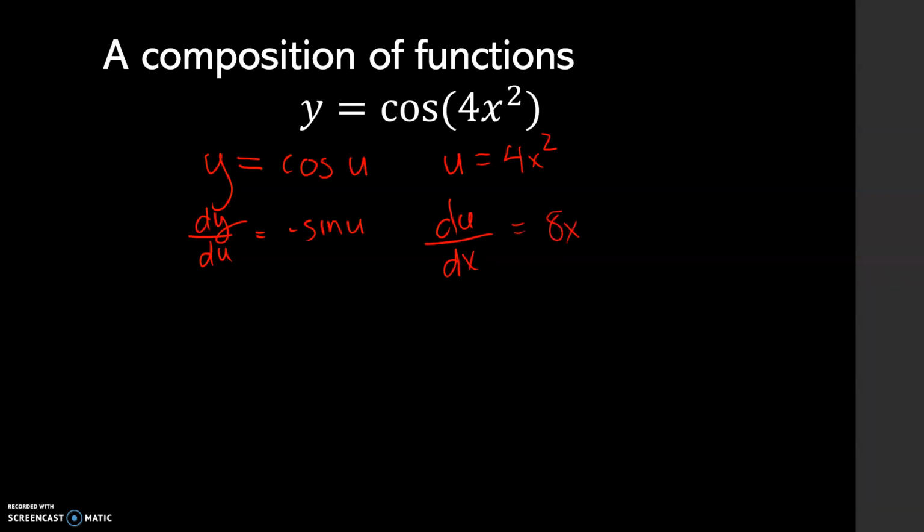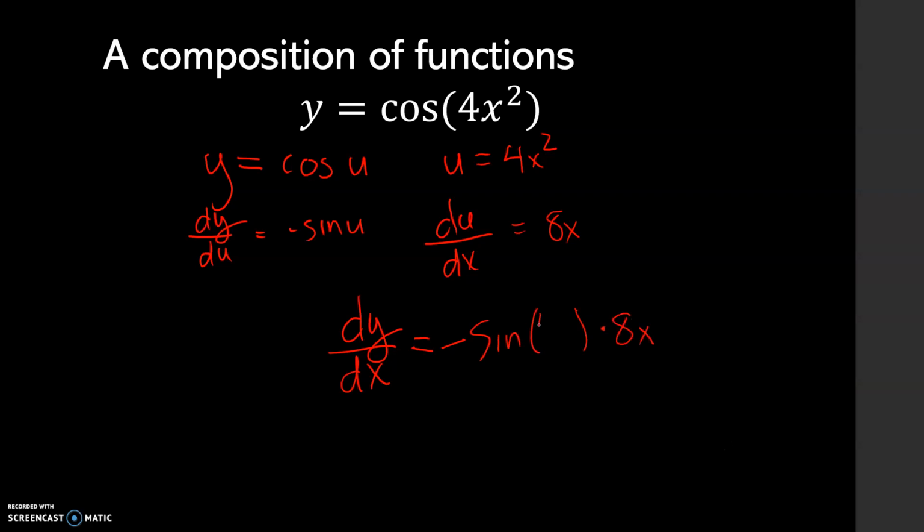Maybe we can do a little bit less writing. I'm just going to jump to dy/dx. I know I'm multiplying dy/du by du/dx. So what could I write? Well, I'm going to write negative sine of u times 8x, but I'm going to replace that u with what u is equal to. So what am I going to write? Maybe I'll do this in 2 steps. Negative sine of u, and then multiply by 8x.